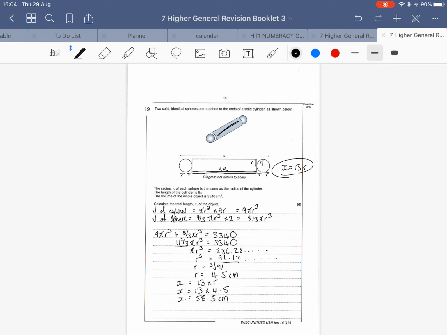That was a nice juicy one. So what we did: the volume of a cylinder, which you should know, is the area of the face times the length. So the area of a circle times the length, which was 9r. Then we've got the sphere, which is 4/3 pi r cubed, and we've got 2 of them, so don't forget that. You might have a different answer if you didn't times it by 2. It could have been a big mistake there. Add those together, and we've got the combined volume, which is 3340. I divided by 11 and 2/3, divided by pi, cube rooted, found r, and then timesed it by 13. Lovely jubbly. Well, that's it.